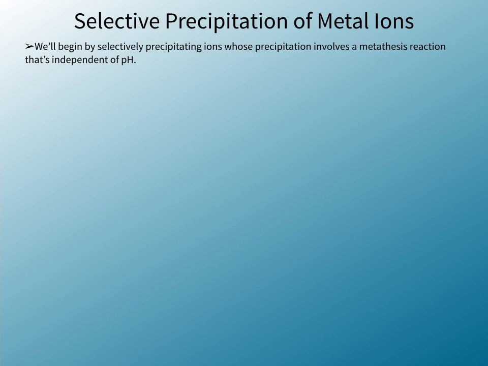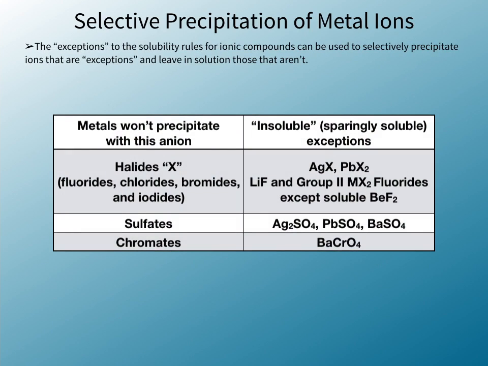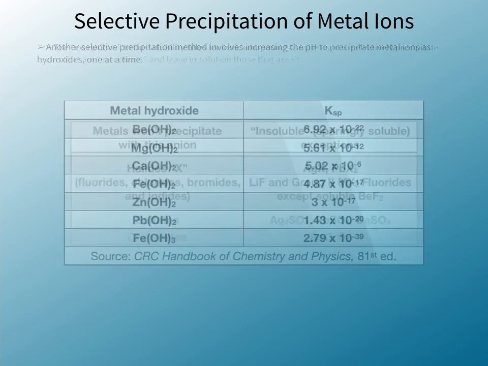We'll begin by selectively precipitating ions whose precipitation involves a metathesis reaction that's independent of pH. The exceptions to the solubility rules for ionic compounds can be used to selectively precipitate ions that are exceptions and leave in solution those that aren't.